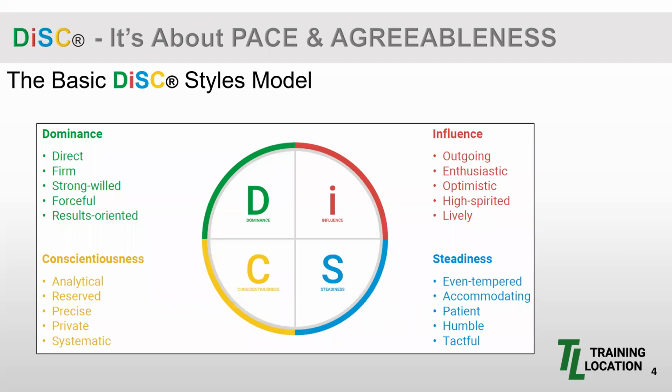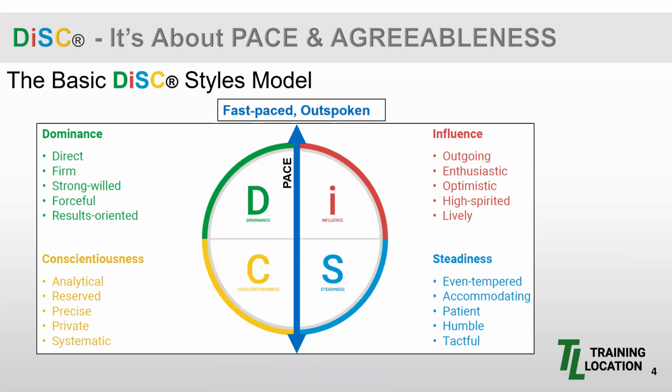Second is the basic DiSC styles model. Now, a person's DiSC style is decided by the intersection of two dimensions of observable behaviors, including body language, tone of voice, expression, word choice. The vertical dimension is known as pace. That's your outward activity level, described as either fast paced and outspoken or cautious and reflective.